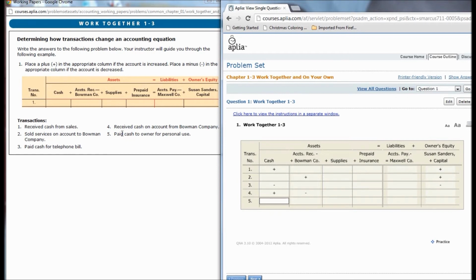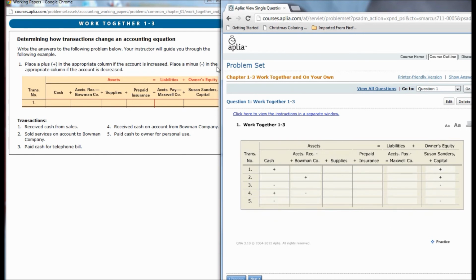All right, and our last one, paid cash to owner for personal use. Breaking it down, paid cash. Cash is an asset. I have less cash, so cash goes down. All right, and then we have to owner for personal use. Susan needs some money. She needs to pay herself. So she's taking money out of her company. Her worth is going down. So that means her capital needs to go down. And again, I have a minus over here and a minus over there.